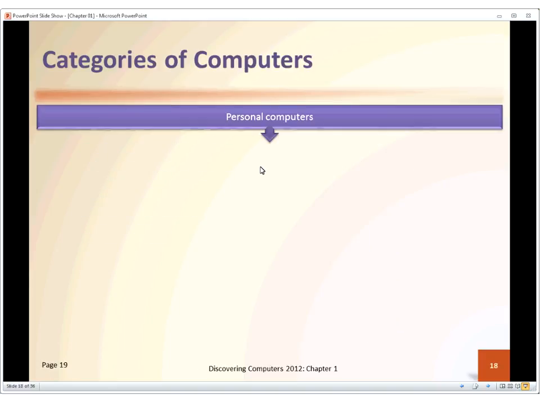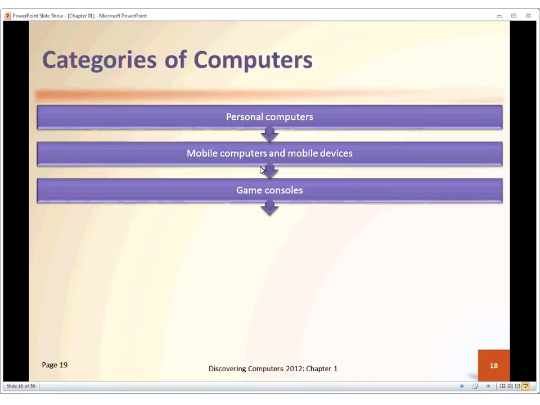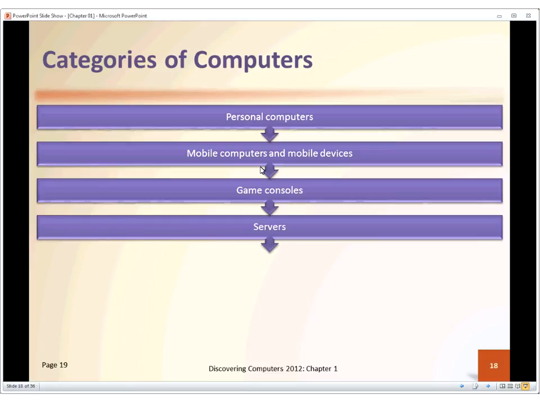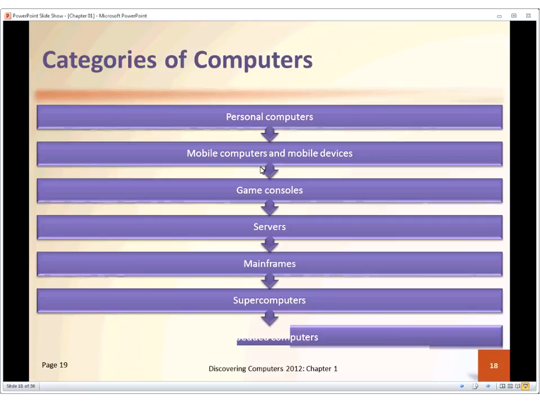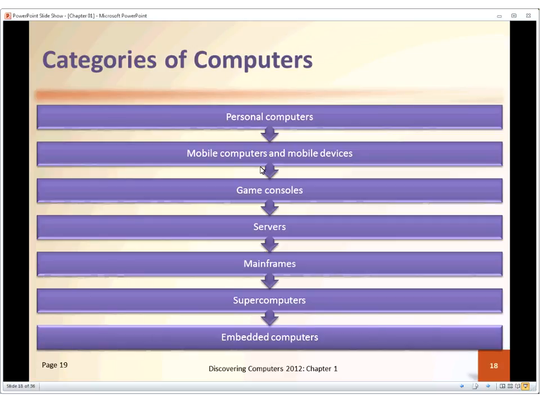Now, there are also categories of computers. So this is kind of an important slide too. You're probably familiar with many of these. You have personal computers, of course. I'm using a desktop computer right now to communicate with you. But there are mobile computers and mobile devices, so laptops, tablets, your smartphones are mobile computers. Game consoles are out there. In fact, Xbox and Sony both have new game consoles out. The Xbox is very, very powerful. It is a $500 game console.